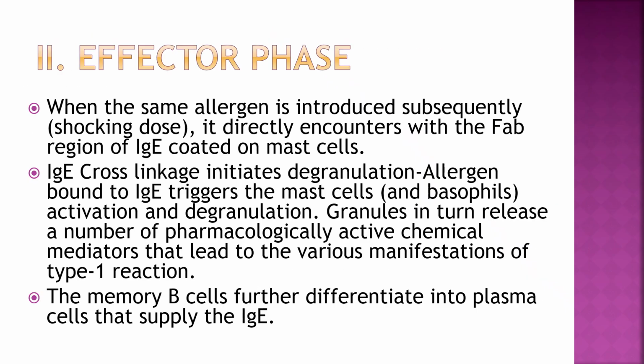When the same allergen is introduced subsequently, the shocking dose, it directly encounters the Fab region of IgE coated on mast cells. IgE cross-linkage initiates degranulation. Allergen bound to IgE triggers mast cell and basophil activation and degranulation. Granules in turn release a number of pharmacologically active chemical mediators that lead to various manifestations of the type 1 reaction. Memory B cells further differentiate into plasma cells that supply IgE.